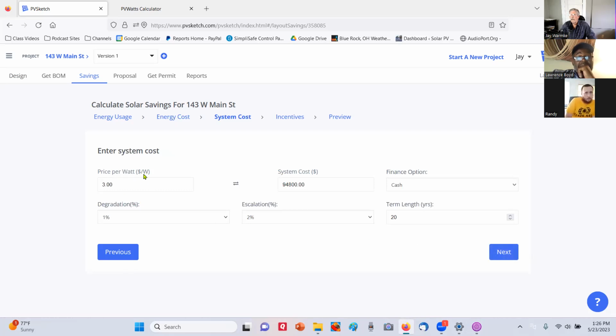And then we estimated the cost of the system, and I put in a cost of $3 per watt. Now, $3 a watt for a system that size is pretty high, but I wanted to be conservative on this particular estimate. It may come in at 2.50, may come in at 2.75, but I don't think it's going to come in above 3, so I want them to have no surprises. So the system cost then takes the size times what I said per watt, and it's saying that the whole system is $94,800. So that's before incentives.